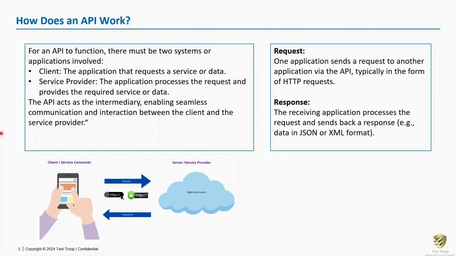client. The client or service consumer, whenever it is in need of a service or data, sends a request to the server or service provider via the API. Typically, it is in the form of an HTTP request. The server basically has logic to process the request from the client. It processes the request and sends the requested data back to the client in the form of JSON, XML, or HTML format. This is called a response.